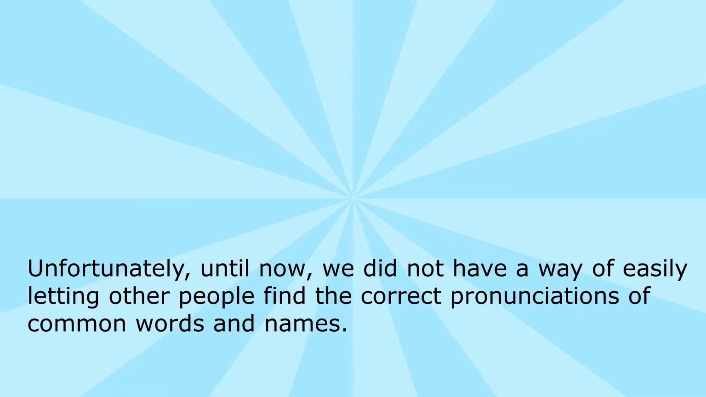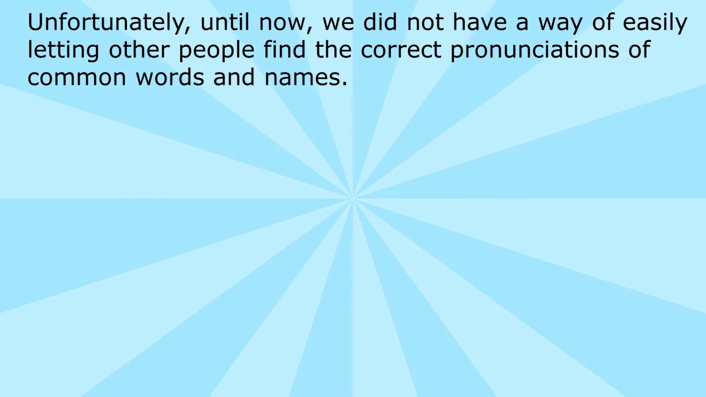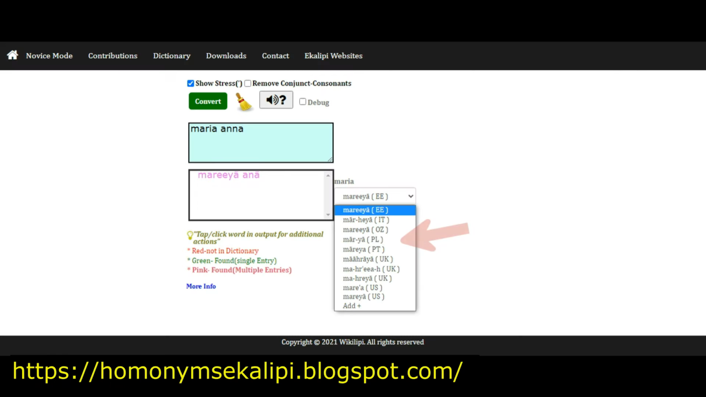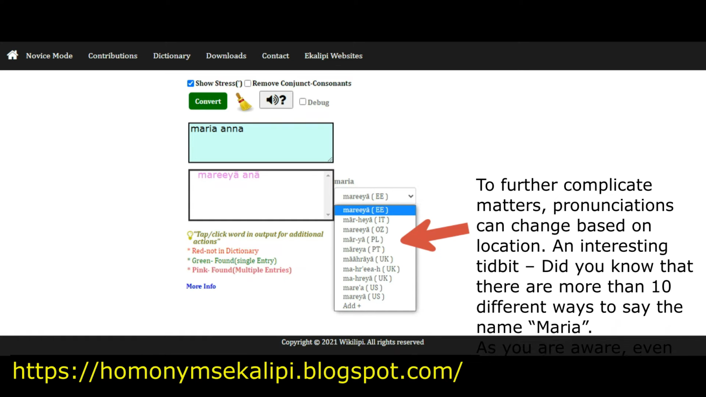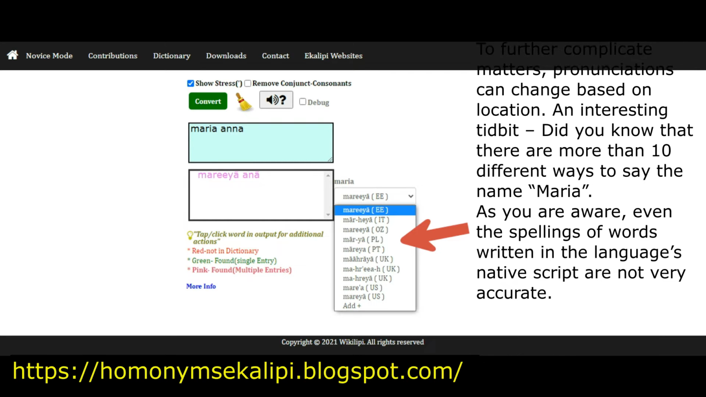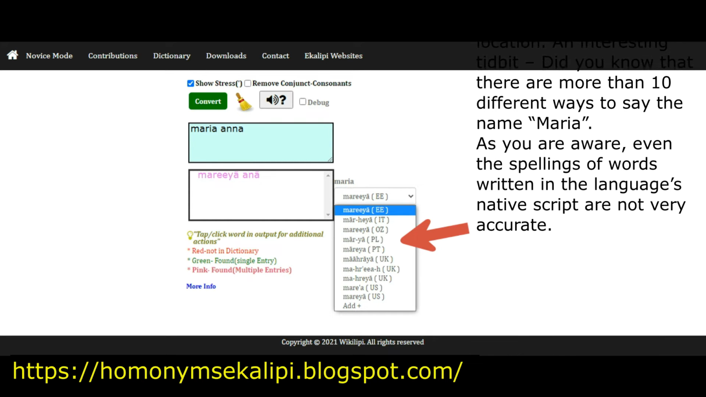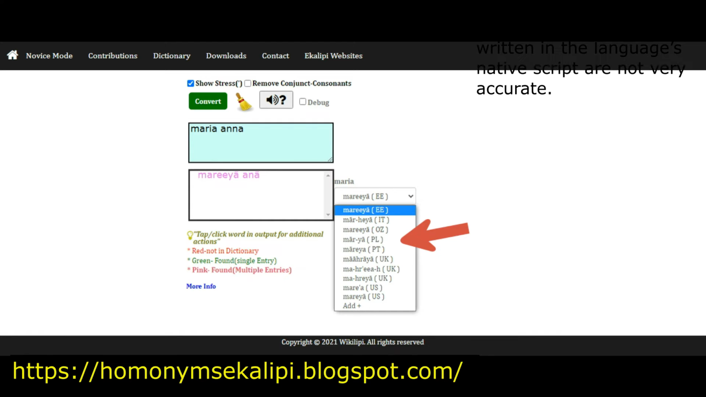Unfortunately, until now, we did not have a way of easily letting other people find the correct pronunciations of common words and names. To further complicate matters, pronunciations can change based on location. An interesting tidbit: did you know that there are more than 10 different ways to say the name Maria? As you are aware, even the spellings of words written in the language's native script are not very accurate.